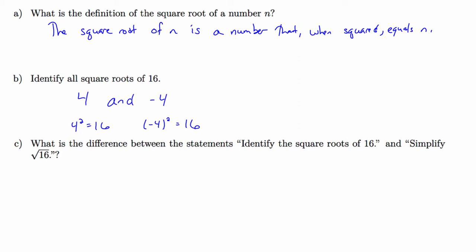So this brings us to Part C. What is the difference between the statements identify the square roots of 16 and simplify what we would normally read as the square root of 16? So one difference is the statement identify the square roots of 16 is a reference to any square root of 16, whether it's positive or negative.